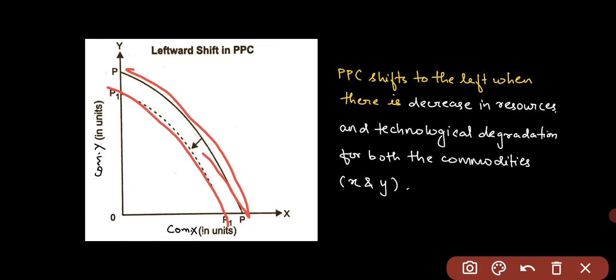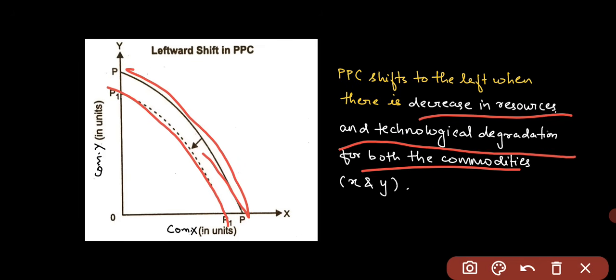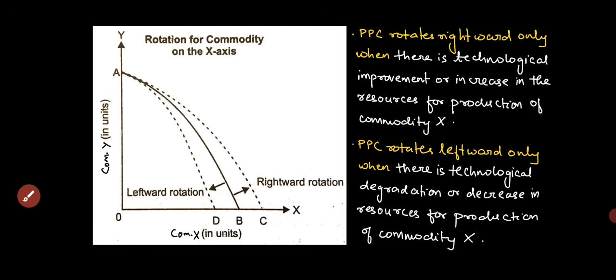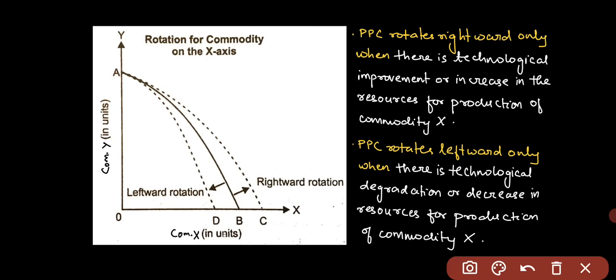There is a decrease in resources and technological degradation for both the commodities. If there is a decrease in resources and technological degradation, then it will shift to the left side, right? Then you see rotation on the x-axis. There may be rightward rotation, there may be leftward rotation.